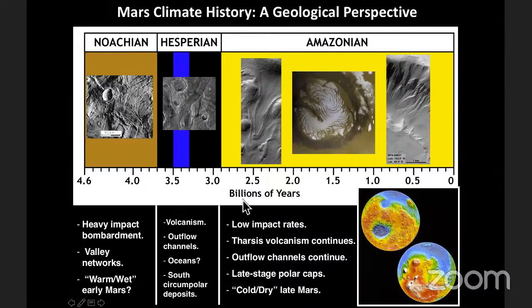So this has led geologists to divide the history of Mars up into three major eras. Essentially the most recent one, the Amazonian, lasting about 3 billion years, from roughly 3 to 3.7 billion years, the Hesperian period, and then from about 3.7 back into the formation of the planet, the Noachian and pre-Noachian. And these have very different characteristics. Today we see low impact rates. We see some volcanic activity, almost certainly continuing till today.